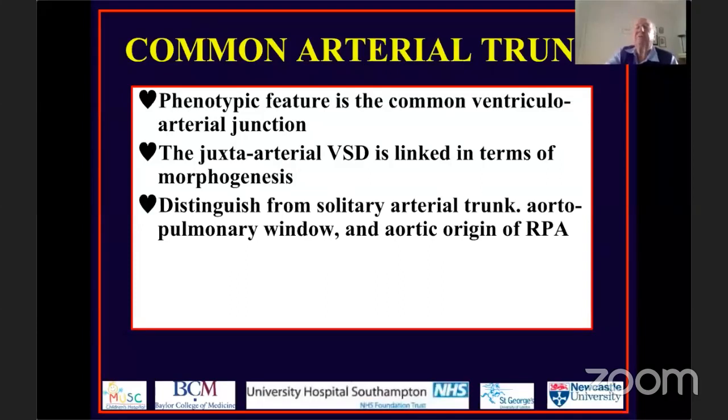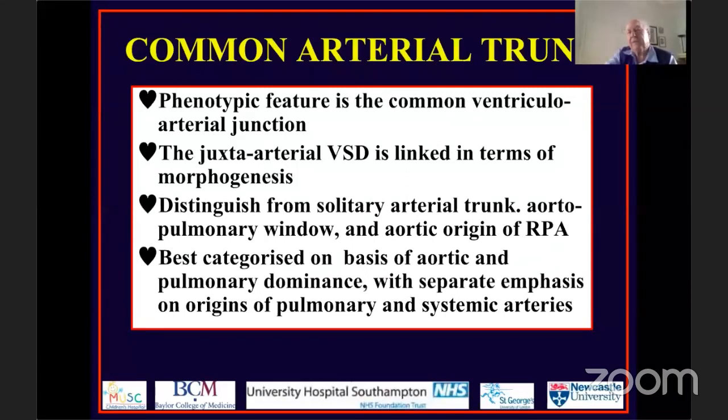We need to distinguish it from the solitary trunk, the aortopulmonary window, and from aortic origin of the right pulmonary arteries. But once we've made the diagnosis on the basis of the commonality of the ventriculo-arterial junction, then I hope you will agree we can now best categorize the lesions in terms of pulmonary as opposed to aortic dominance, paying particular attention to the origins of the pulmonary and systemic arteries. But again, the bottom line, phenotypic feature, is the common ventriculo-arterial junction.